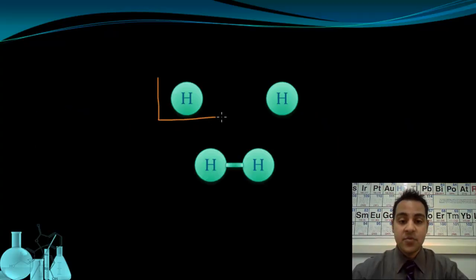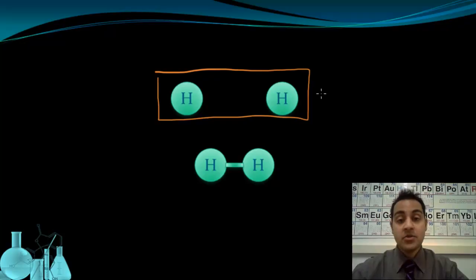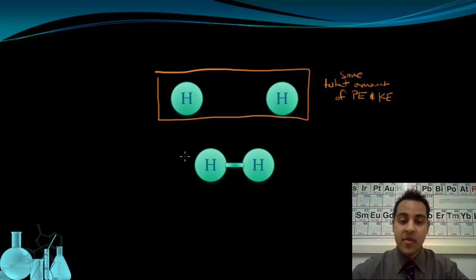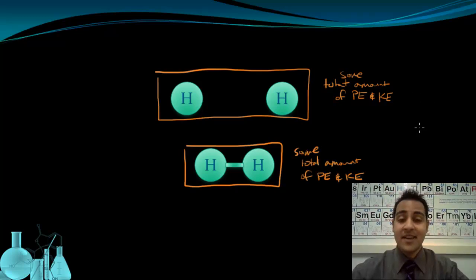In this case, when we have the two hydrogen atoms separate from each other, we already said they have some amount of potential energy, but they also have kinetic energy because atoms are always moving. So there's some total amount of potential energy and kinetic energy together in these two atoms. We could also say the same about the bonded pair, these bonded hydrogen atoms. There's also some amount of potential and kinetic energy.